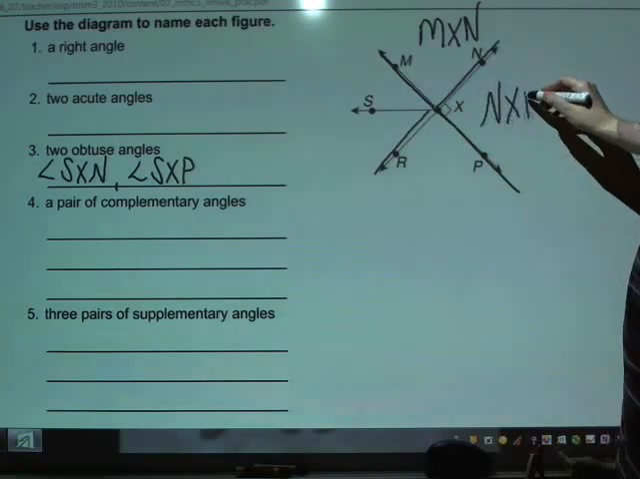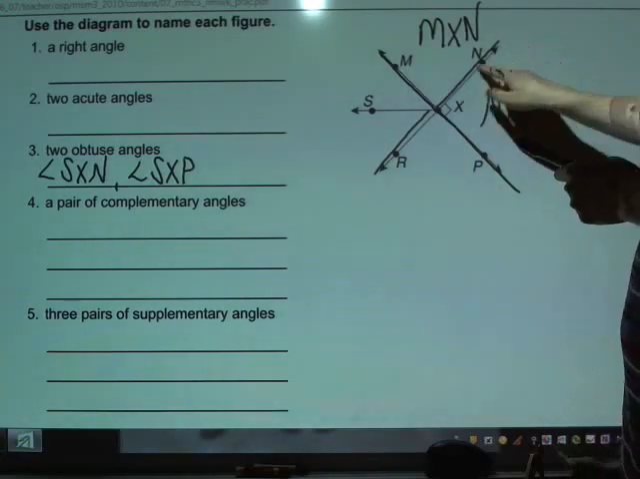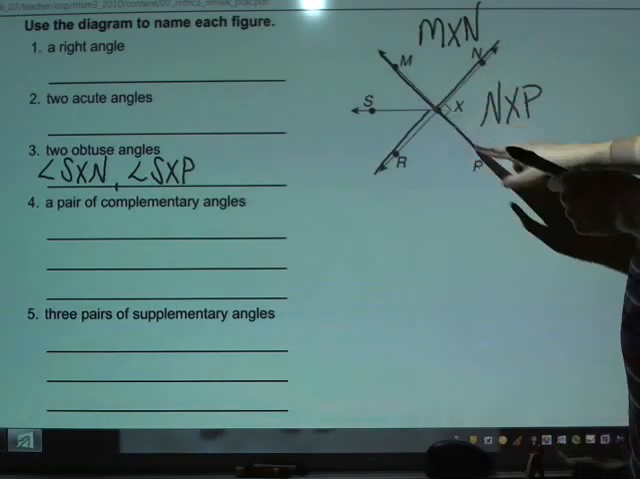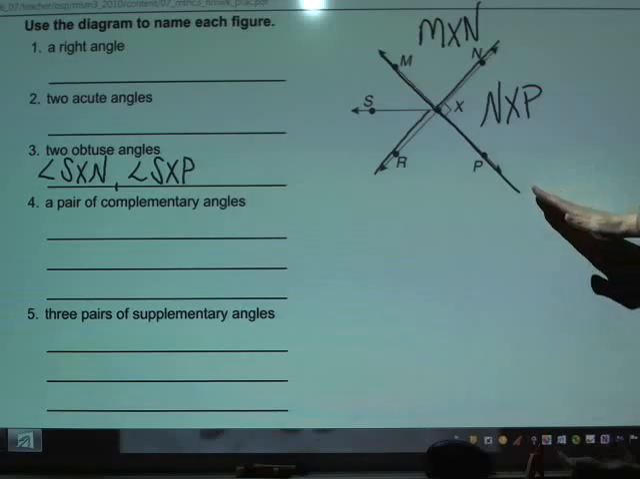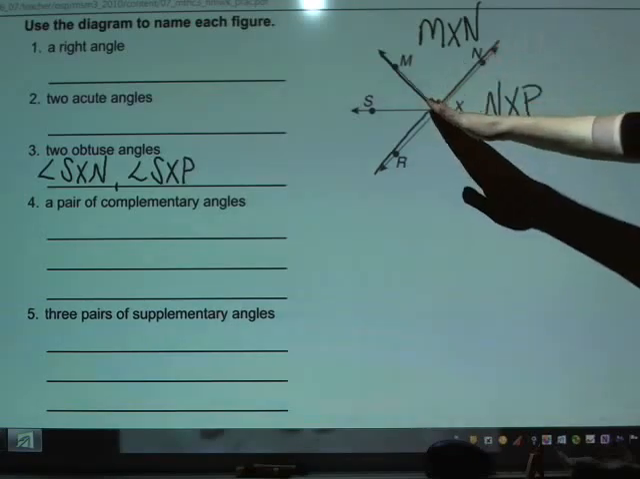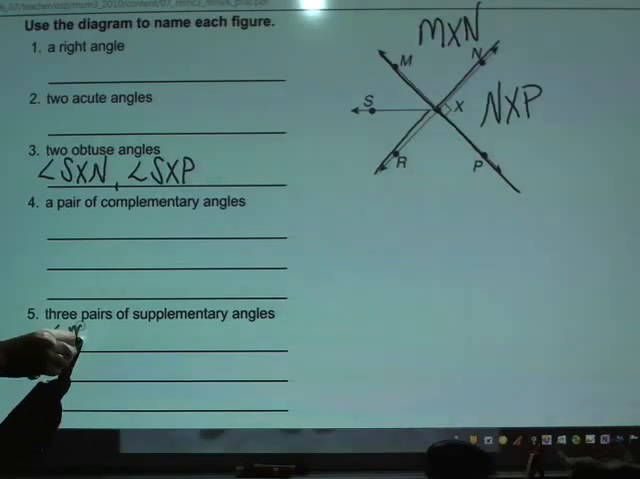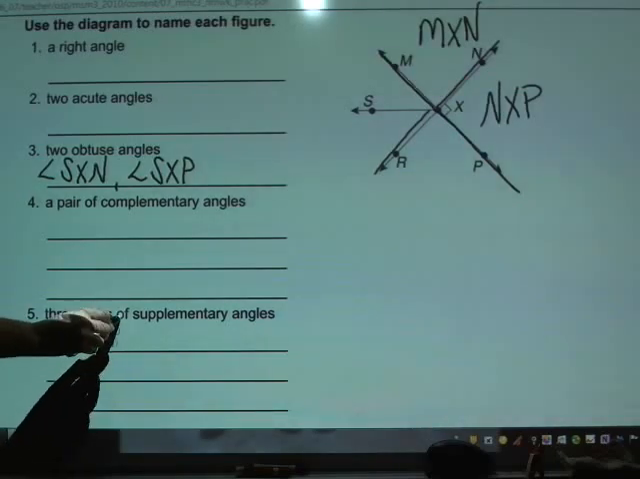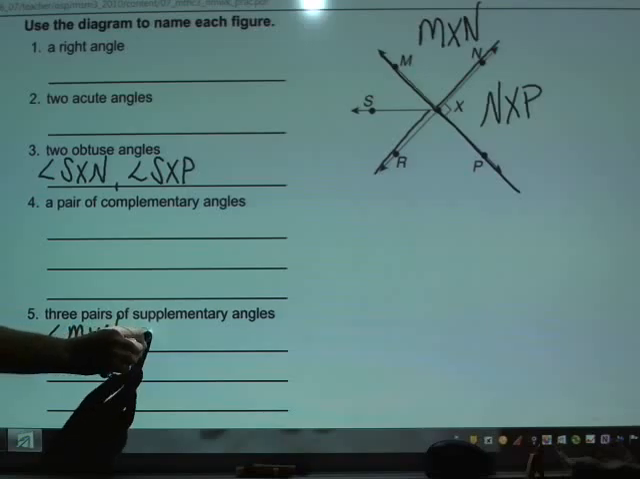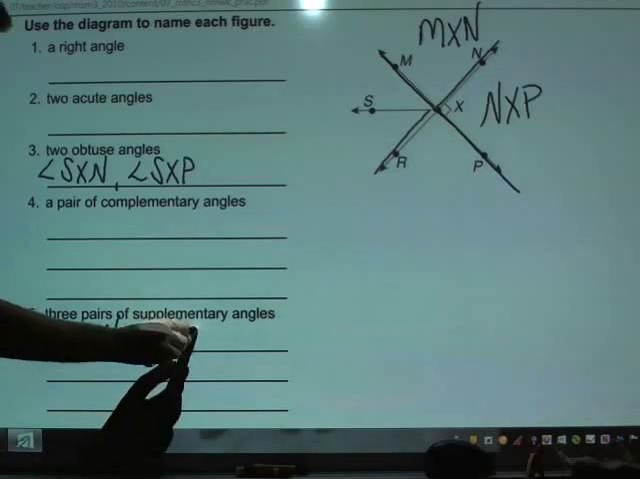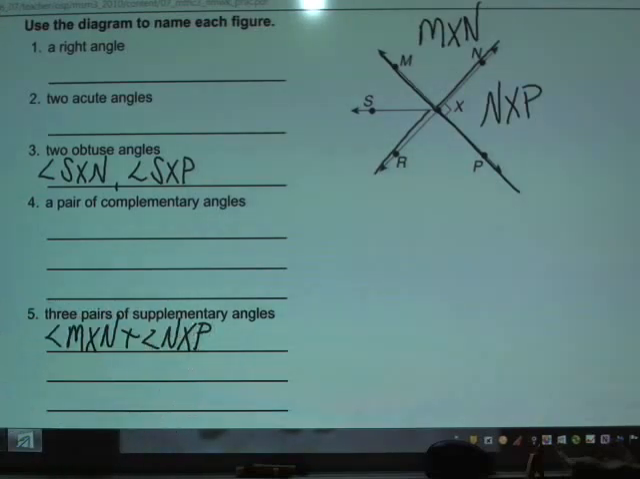Remember, the naming is simply based on the letter pairs that make up the angle, and you want to do them in order. It doesn't matter which direction, if I start here and go this way, or start here and go that way. It's the exact same thing. So we now see one of our angle pairs. We see that MXN and NXP are a set of supplementary angles.